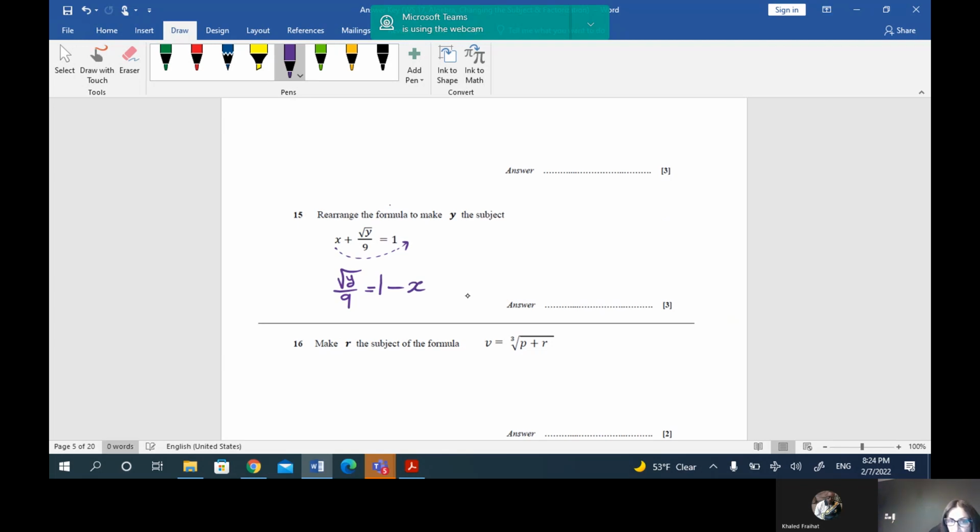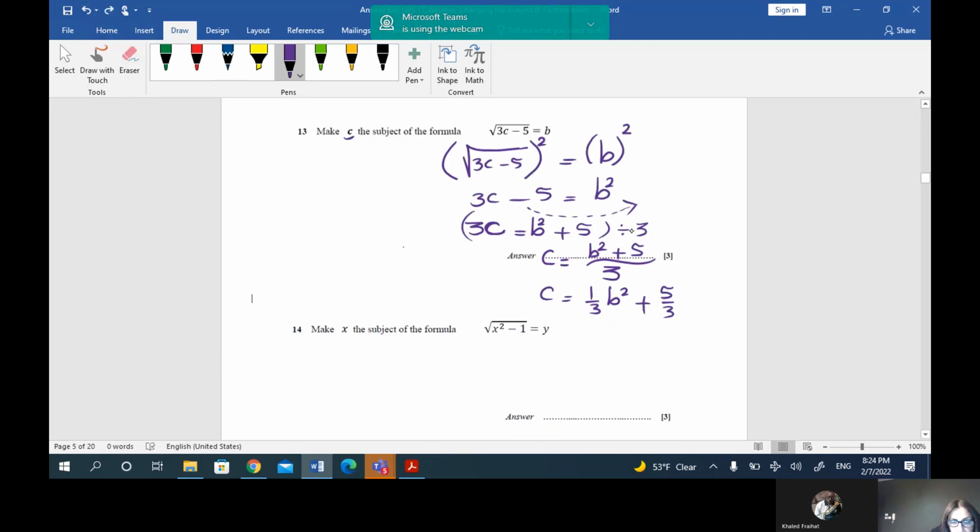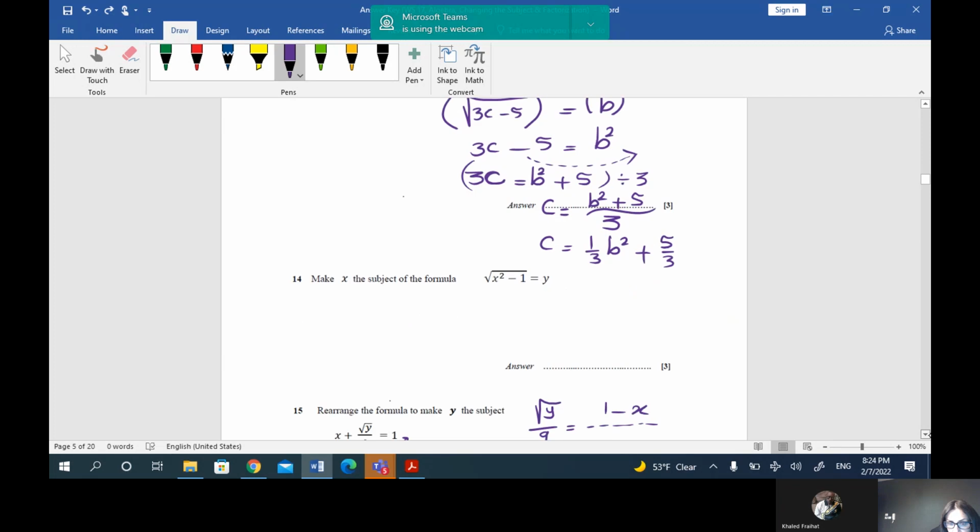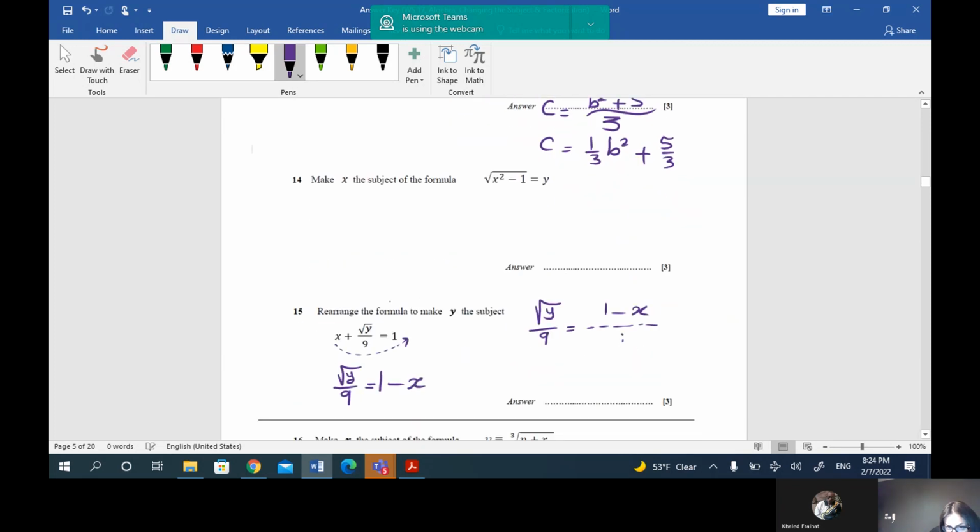Okay, so this one here can be square root of y over 9 is equal to 1 minus x over 1, right? Over 1. Cross multiply.